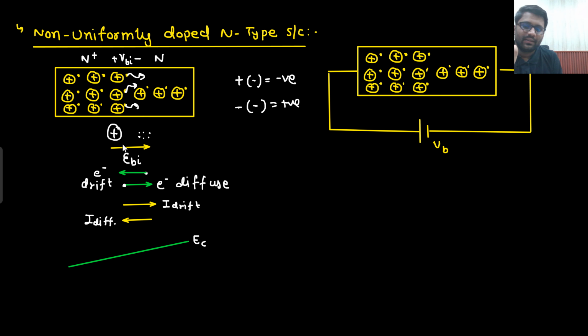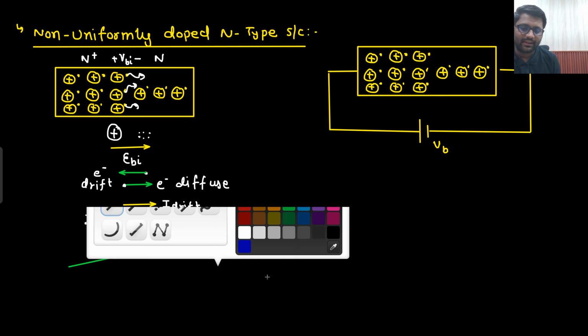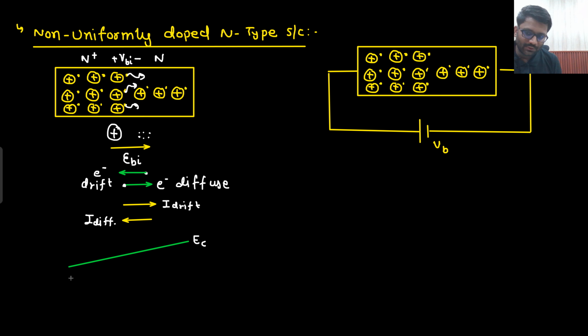Or you can think, this is the direction of the built-in electric field. So in the direction of the built-in electric field, the slope of EC has to be positive. So in this manner as well, you can understand. Now one thing you know is that current is 0. Since current is 0, there will be no slope in EFM, right? There will be no slope in EFM.